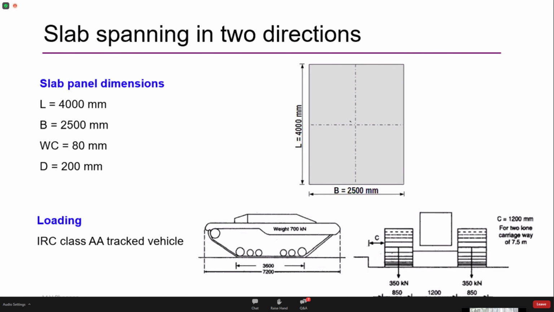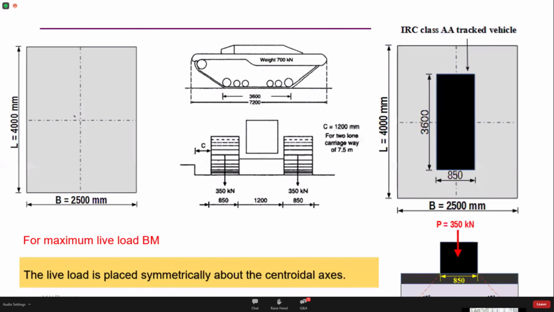So this is what I have intended to do. I want to find out what bending moment is produced by this IRC Class AA tracked vehicle. Let's try to understand this. I have this slab and this loading. Obviously, the first question that comes to mind is where I should place the load. The question is sometimes simple to answer and sometimes very tricky.